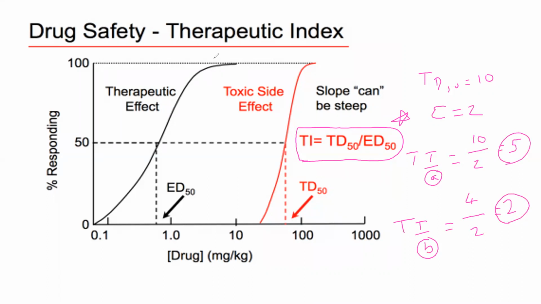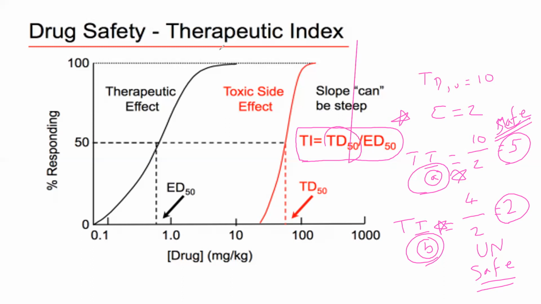Here we need the therapeutic index to be more. If the therapeutic index is more, that means it is more safe. If it is less, it is unsafe, right? If the therapeutic index is more, the drug is more safe. If the therapeutic index is less, the drug is less safe. So here drug A is more safe when compared to drug B. That is for the therapeutic index. You need not know much about the therapeutic index. It is nothing but toxic dose 50 by ED50.